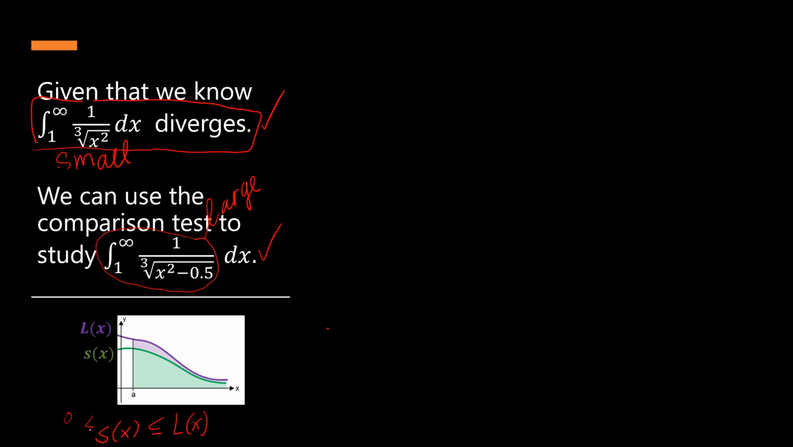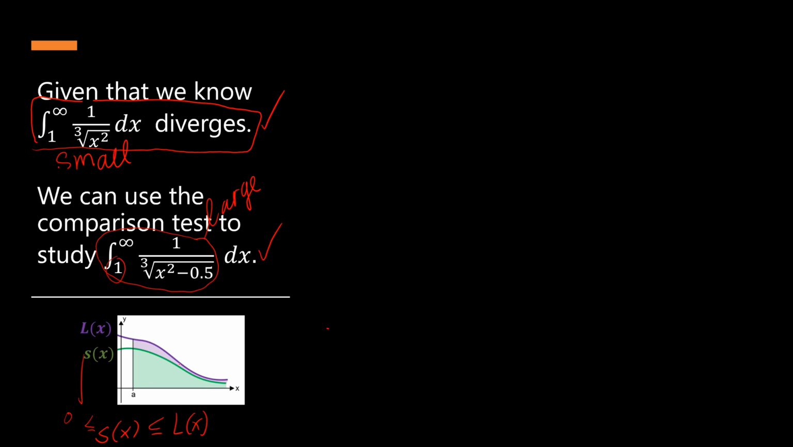So how do we know that that's positive? Well, the square root of x squared is a positive number. x squared is greater than 1, so x squared minus 0.5 is still going to be a positive number. And then the cube root of a positive number is still going to be a positive number. So both of them are positive.